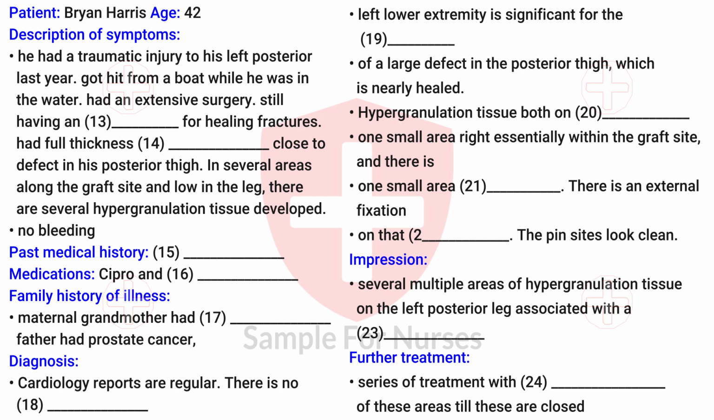The pin sites look clean. There are several multiple areas of hypergranulation tissue on the left posterior leg associated with a sense of trauma to your right posterior leg. I would recommend series of treatment with chemical cauterization of these areas till these are closed.